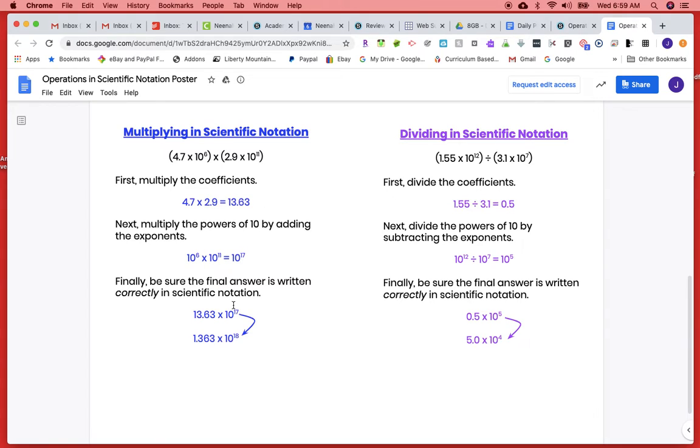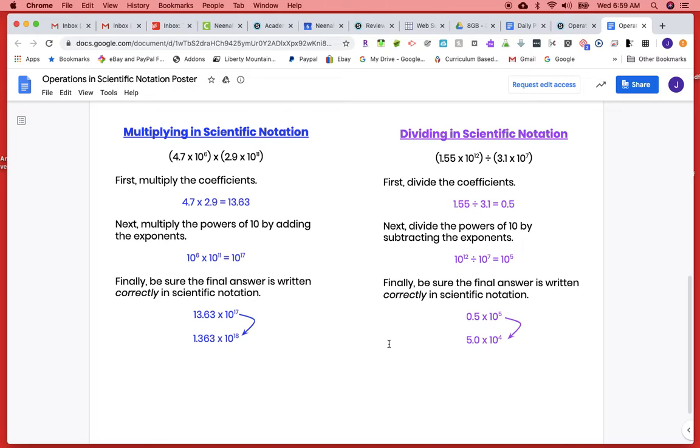We're going to make sure our final answer is written correctly in scientific notation. It isn't. This 13 is way too big. Our coefficient in front has to be between 1 and 10. So I need to move my decimal one place to the left. In LARS, L is left, and L and A go together. A is add, being that I just moved 1. We're going to add 1 to 17. So 17 plus 1 is 18. So our final answer is 1.363 times 10 to the 18th.